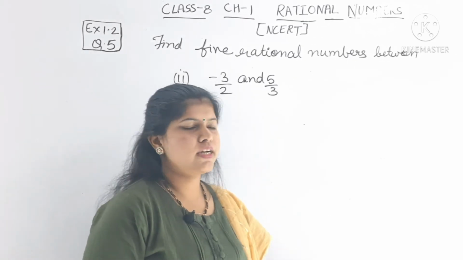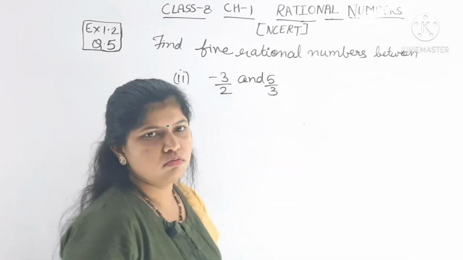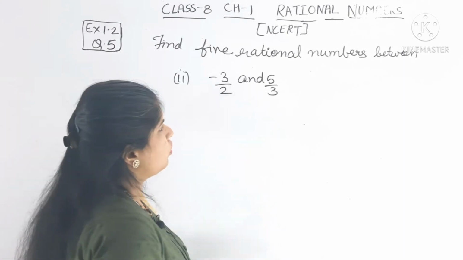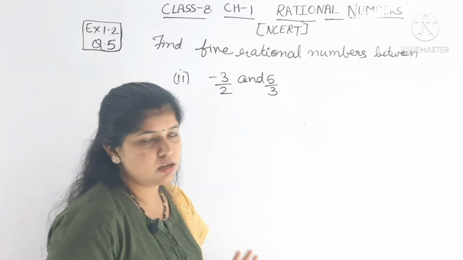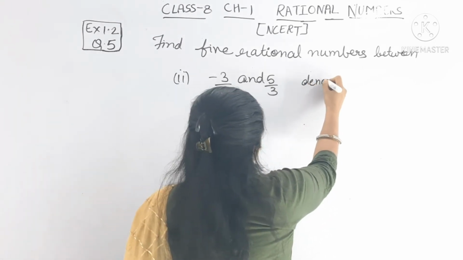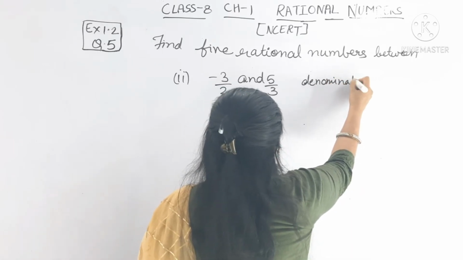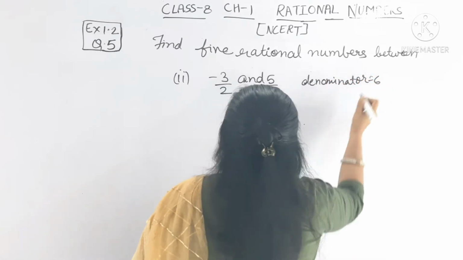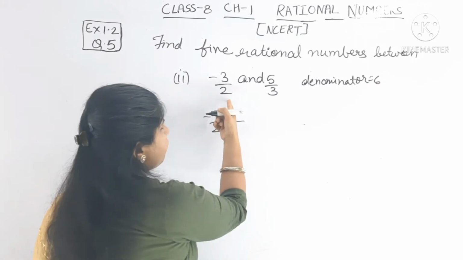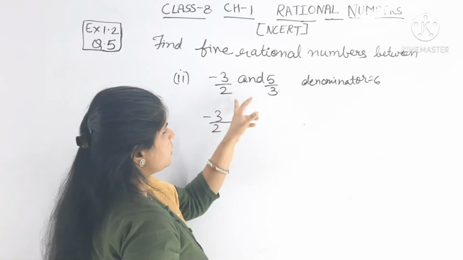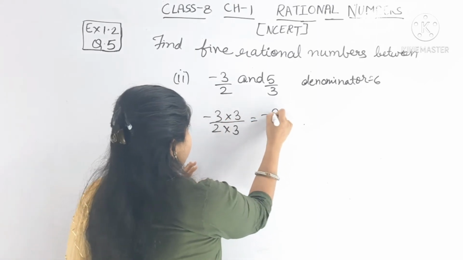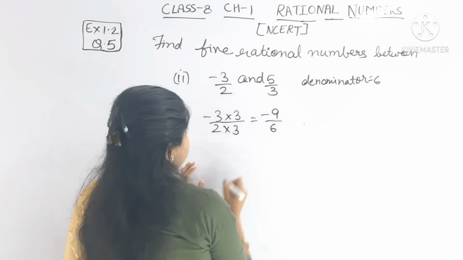Now let's see students, question number 5 part 2. Okay, what is part 2? Minus 3 by 2 and 5 by 3. Okay, we have to find 5 rational numbers. So we have to make the denominator the same. I am making the denominator 6 here. Okay, so minus 3 by 2, what do we have to multiply to make the denominator 6? We have to multiply with 3. Minus 9 by 6, right?